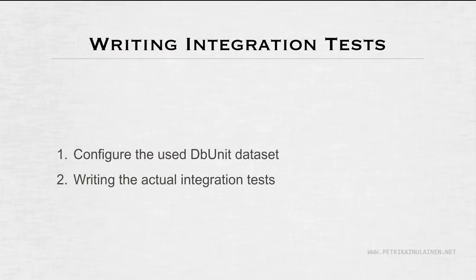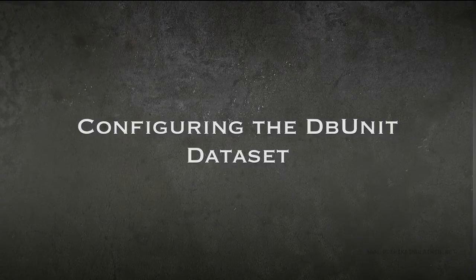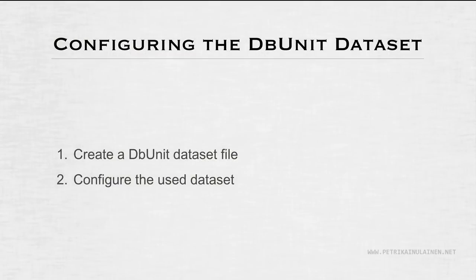We can write the integration tests by following these steps. 1. We have to configure the used DbUnit dataset, and 2. Naturally we have to write the actual integration tests. Let's take a look at how we can configure the used DbUnit dataset. Well, we can do this by 1. Creating a DbUnit dataset file, and 2. Configuring the used dataset in our test.